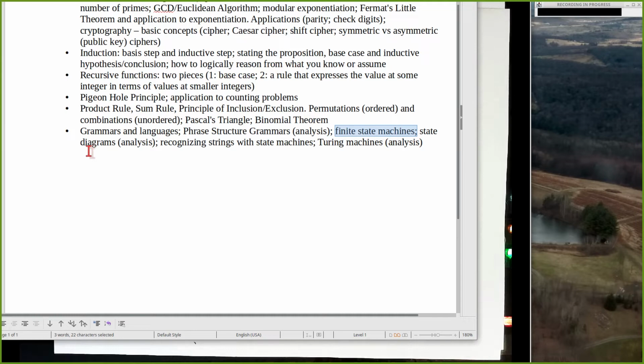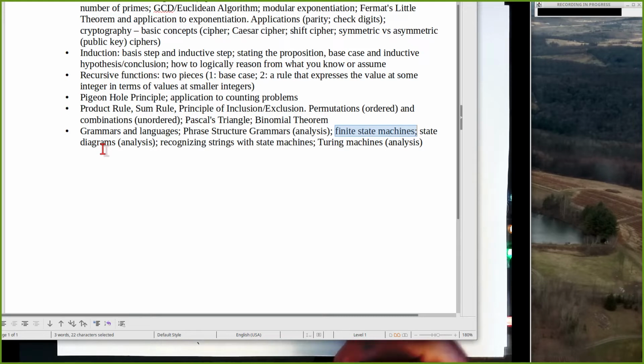We talked about state diagrams and being able to analyze a state diagram to see how a machine changes from state to state for a certain input, and we talked about designing state diagrams to achieve a certain behavior. In particular, we looked at state machines and how we can use them to recognize types of input strings. So find a string with an odd number of ones. Well, we can make a state machine for that.